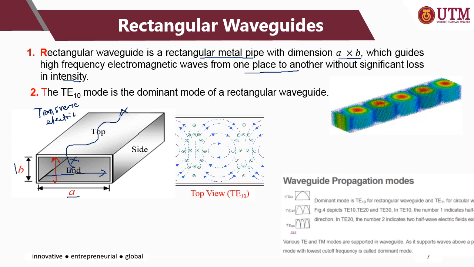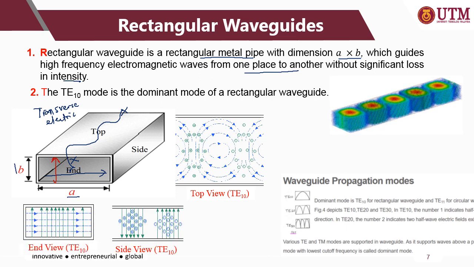Okay, so if we look at how the signal travels inside the structure from the top view, we can see that the signal is basically moving in a circular motion, and the number of circles depends on the mode. TE10, the one represents only one half wavelength of the signal seen along the structure. Okay, one half wavelength.